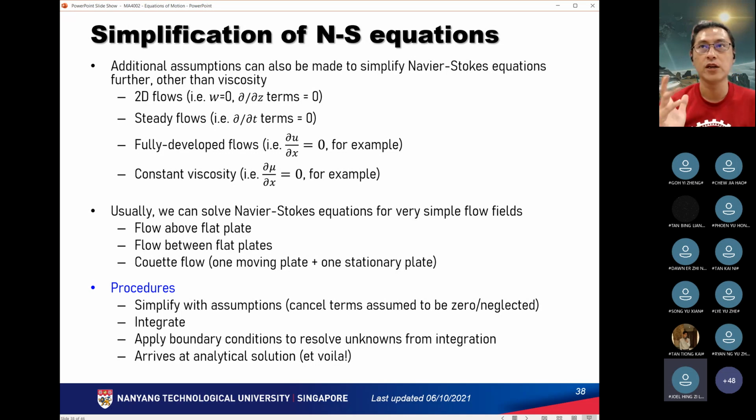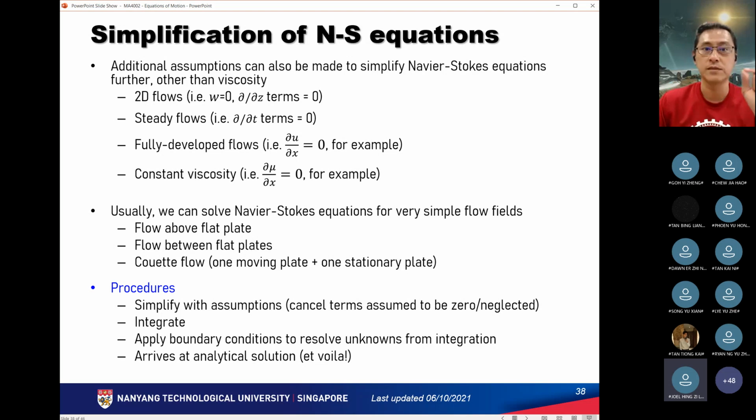Now, assuming mu equals 0, or viscosity equals 0, is not the only way that we can simplify the Navier-Stokes equation. For example, we can assume that we're dealing with 2D flows. If that's the case, I can set W, the velocity component, to 0, and all the del by del Z terms to 0, if we assume that the flow is just 2D. We can even assume that the flow is 1D, and you can make further assumptions.